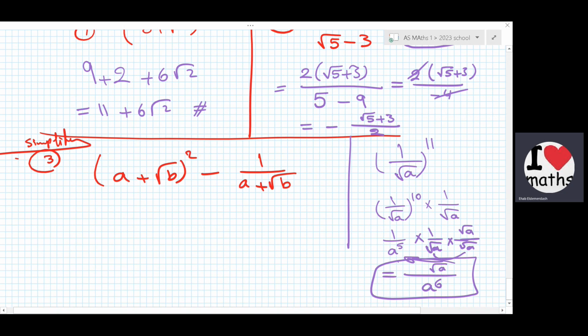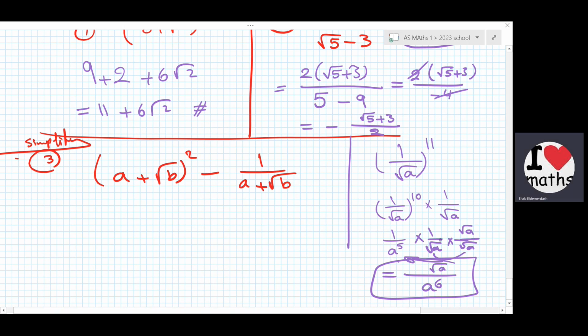I remember this problem; I spent a long time explaining it to you. When it was 1 over root a all to the power 11, we just took the power 11 and converted it, making it like two parts: a part with power 10 and another part with power 1. When the power is 10, it's one of the features of the square root that you can divide the power by 2. So 1 over root a to the power of 10 gives me 1 over a to the power of 5.